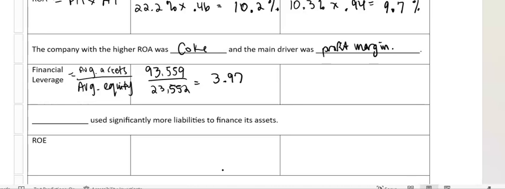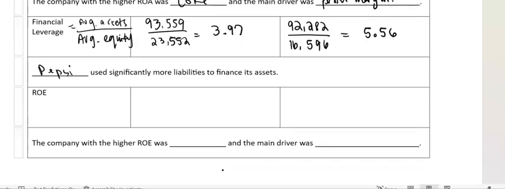And how about for Pepsi? We have average assets of 92,282 and average equity of 16,596. This works out to be 5.56. So we would say Pepsi's assets are about 5.5 times greater than its equity. So which company used more liabilities to finance its assets? Clearly that's going to be Pepsi.